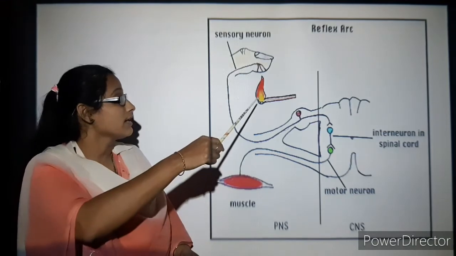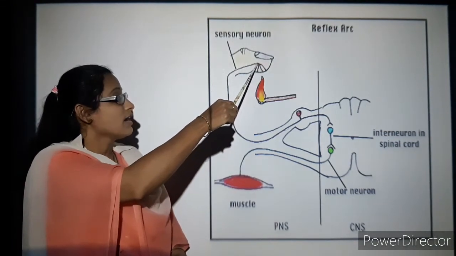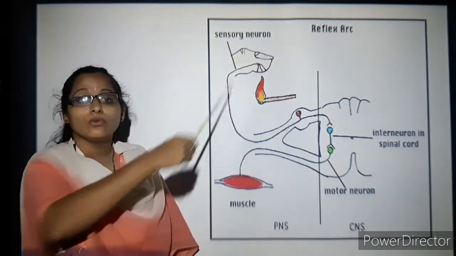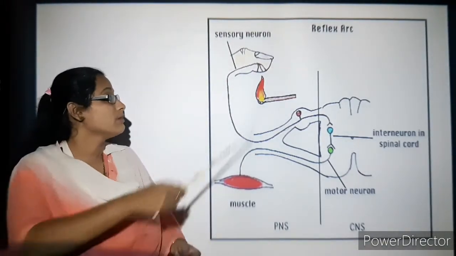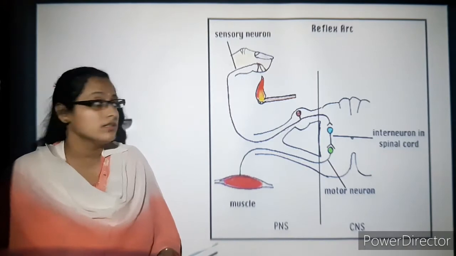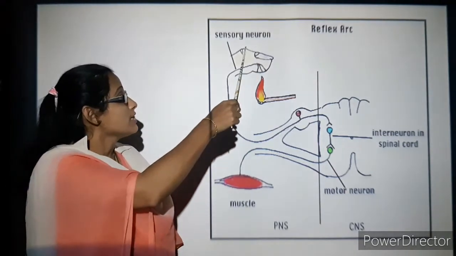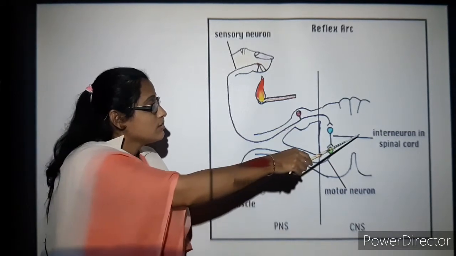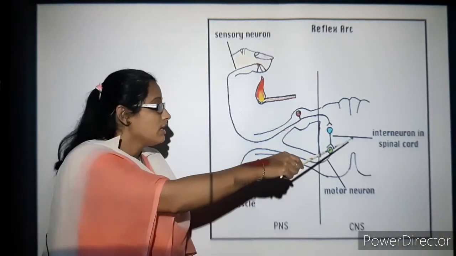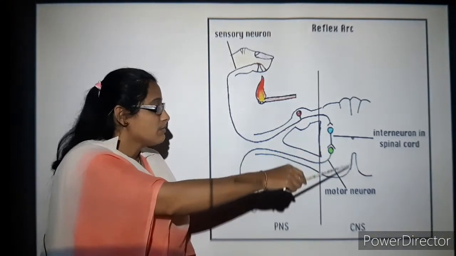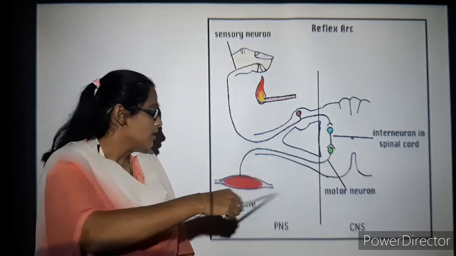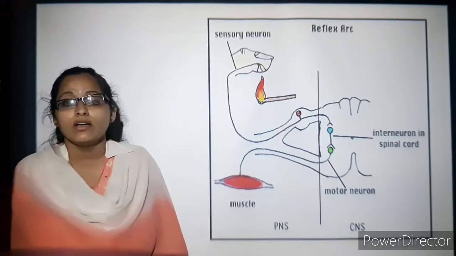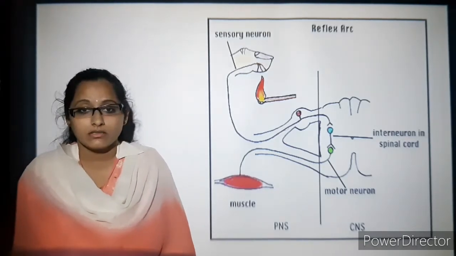So let's see this diagram here again. So this is your hand and there is a hot object. Near the flame, you will never keep your hand to the flame. You will be immediately withdrawing it, because the sensory neuron transmits the message to the interneuron of the spinal cord, and the spinal cord sends the message back to the motor neuron and it reaches the muscle. That will help you to remove your hand from the hot object.